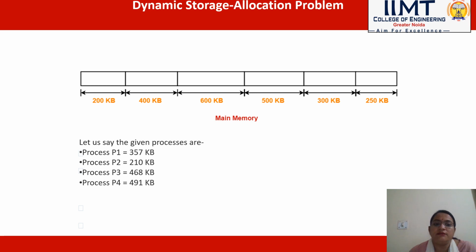In this diagram, we can see that memory is divided into different sizes: 200, 400, 600, 500, 300 and 250 KB. And we have four processes: P1 having size 357 KB, P2 having size 210 KB, P3 having size 468 KB, and the last process P4 having size 491 KB.